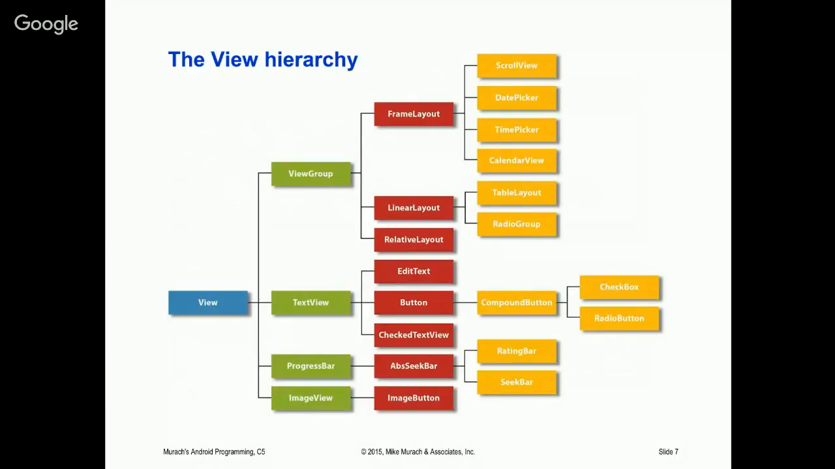So there is a hierarchy, of course, of the different views and then layouts and widgets, and this is what it looks like. The view is the superclass of all of the following, and then they break down into a text view, which has the edit button and check view. We have the progress bar, image view, and then the frame layout works with a scroll, date picker, time picker, calendar, linear layout, and then you can have a compound button such as a check box or radio button, but they're still subclasses of the button class. So this is the hierarchy.